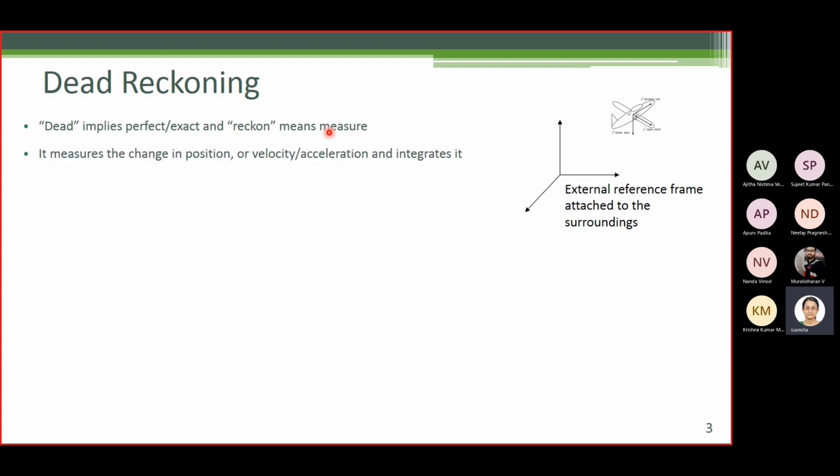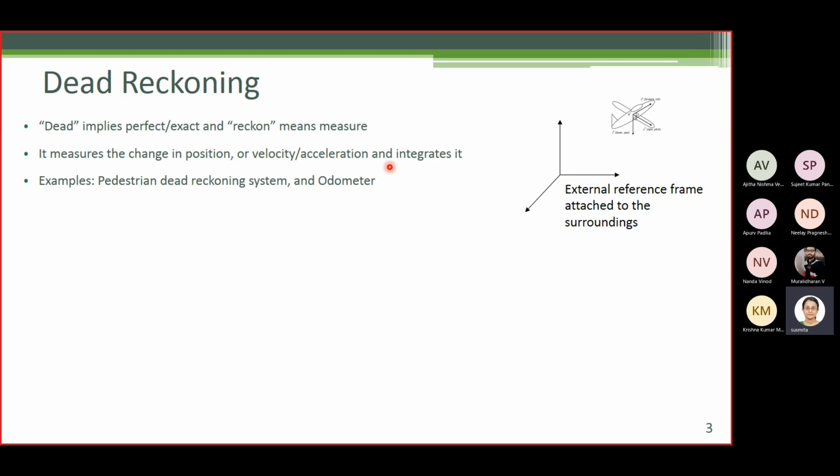So how does it work? It measures the change in position or velocity or acceleration and integrates it to get the change in position. This change in position can be added to the position of the vehicle at the previous time instant vectorially to get the current position. Examples of dead reckoning systems are the pedestrian dead reckoning system and the odometer. There are other examples also; I've just noted two of them here.